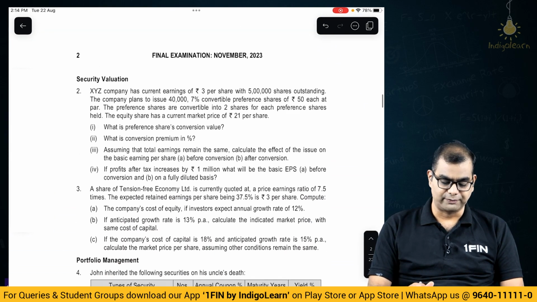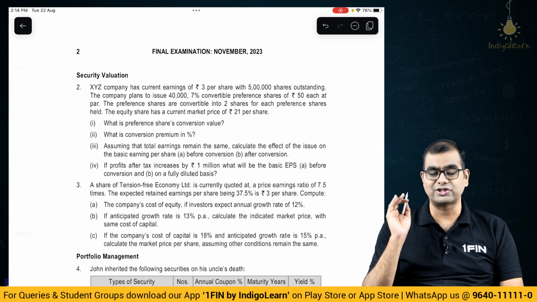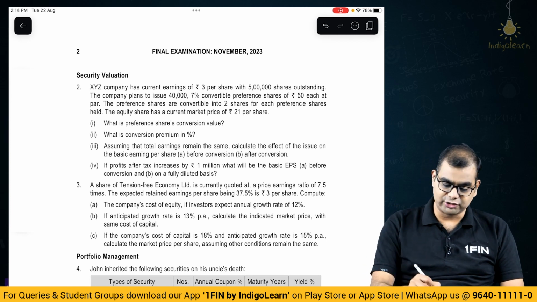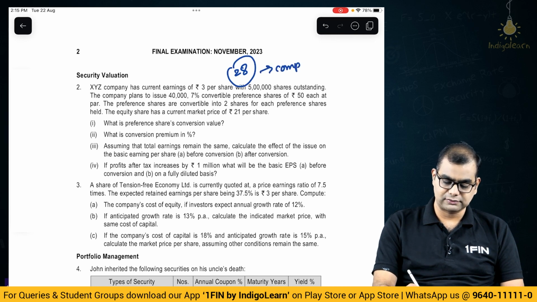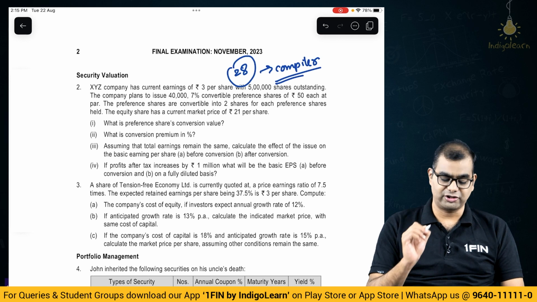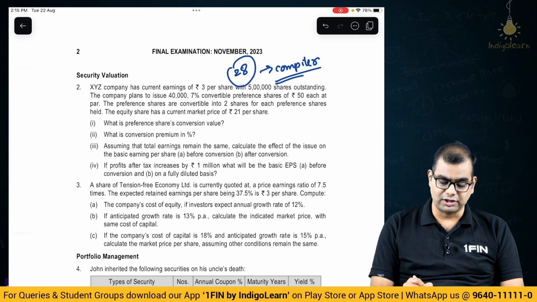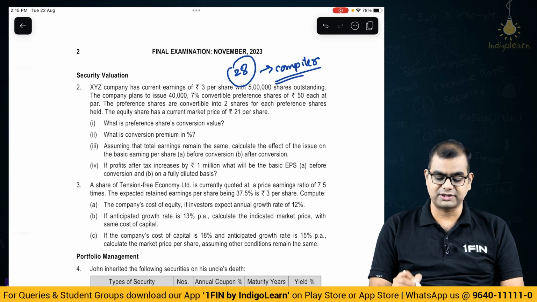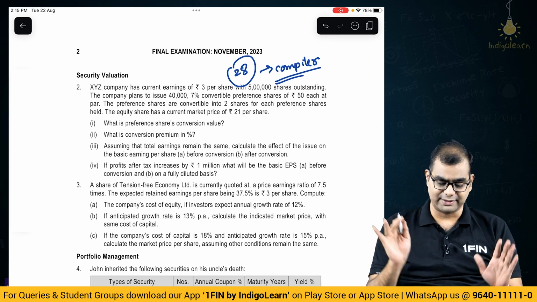Now coming to the next question. Security valuation. This question also is ditto. There is not even a change. Very unfortunate. This question is question number 28 from compiler for the security valuation chapter. And security valuation, my dear friends, has 2 parts, equity and debt. This question is about preference share, conversion value, what is the conversion premium percentage. And what are the profits, if profits increase after 1 million, what will be the basic EPS before conversion, fully diluted basis, and so on. So you check the compiler, question number 28, you will be able to get this exact same question.